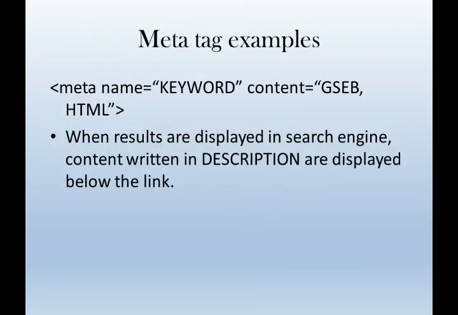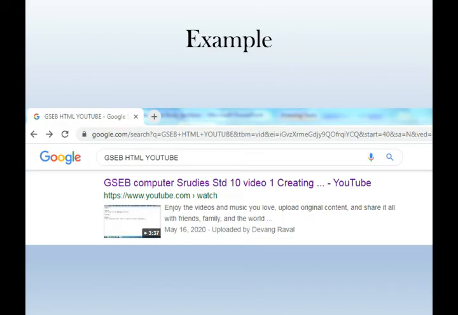Now in the next meta tag example, we are going to see name is equal to keywords. In this example, in content we have written GACB, HTML. So when these keywords are matched, the search engine will show us those links that match these keywords GACB and HTML. Now a real-time search example of the same is given in the image.